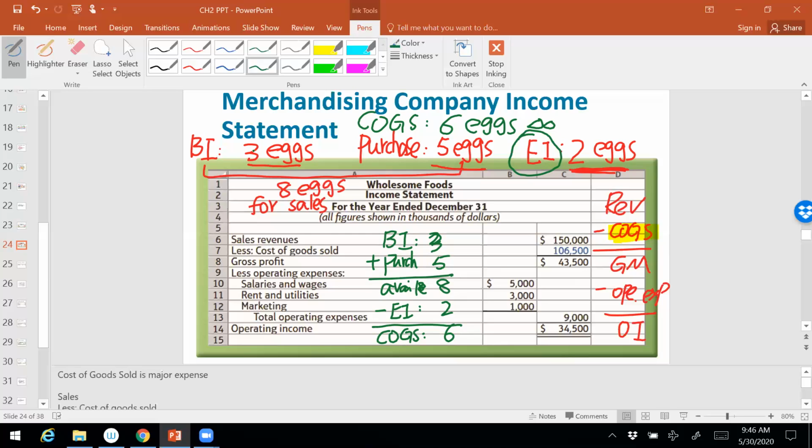You beginning had 3 eggs, you purchased 5, you totally had 8. Those 8 eggs either stay in your refrigerator as your ending inventory, we said there are still 2 sitting in the refrigerator, or they become cost of goods sold, which is 6 eggs. That's how you get cost of goods sold. I'm so excited. Now you use your sales revenue minus cost of goods sold, you get your gross profit or gross margin. Minus all the operating expenses, you get your operating income.